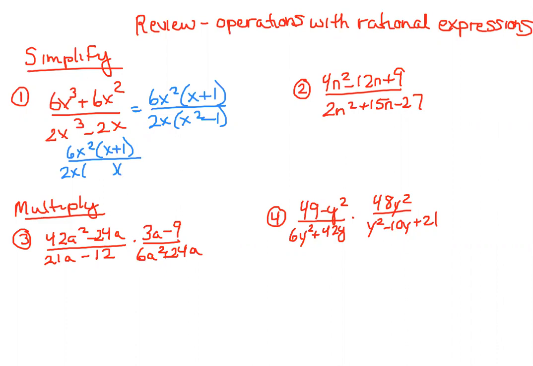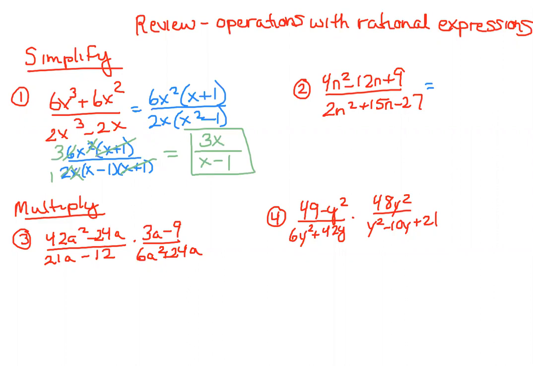So we get 6x squared times x plus 1 over 2x times x squared minus 1. And x squared minus 1 can factor into x minus 1, x plus 1, because it's a difference of 2 perfect squares. Now everything's factored, so you can start canceling things. 2 goes into there once, 2 goes into there 3 times. This x can cancel with one of those, and we're left with a 3x in the numerator and an x minus 1 in the denominator. And that's our answer. All right, let's go on to number 2.